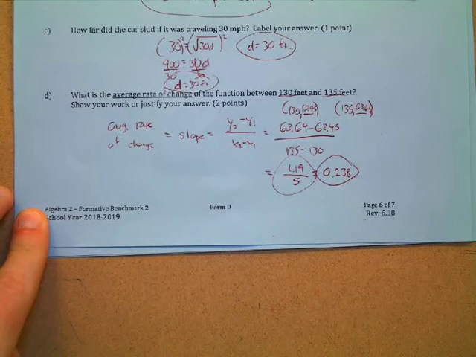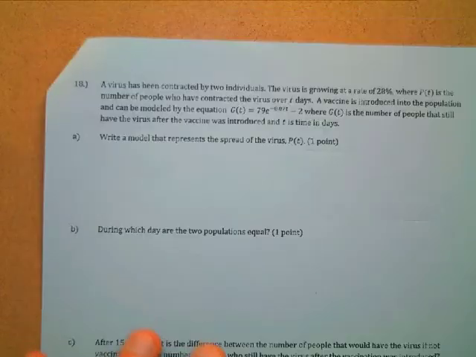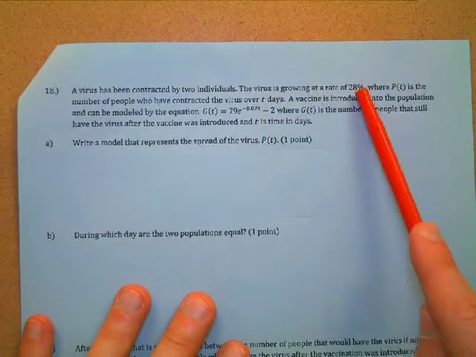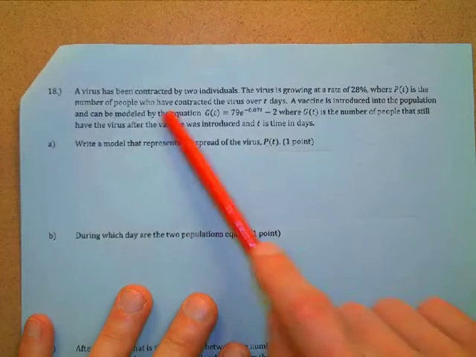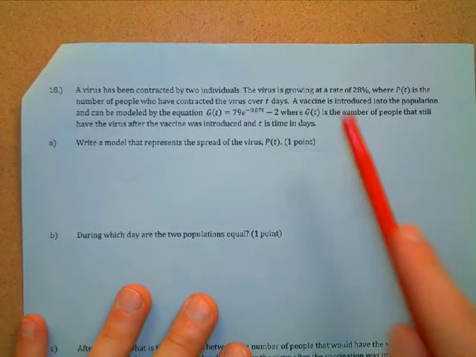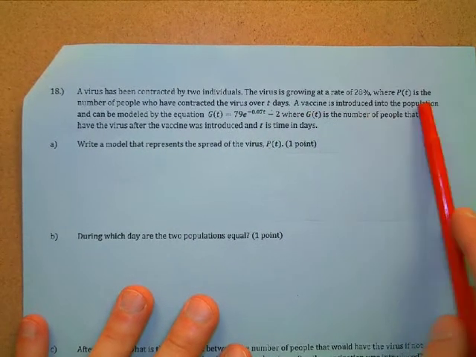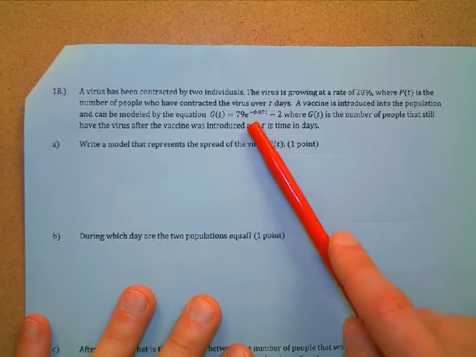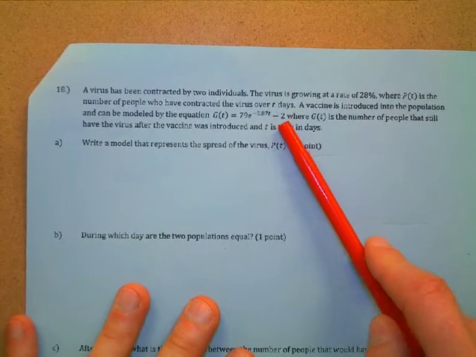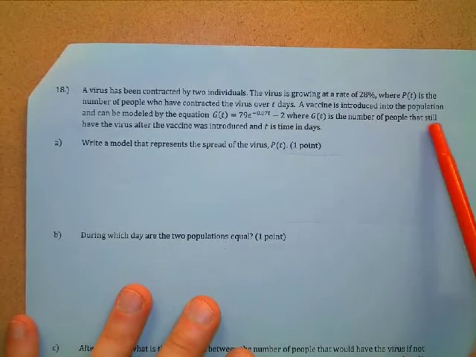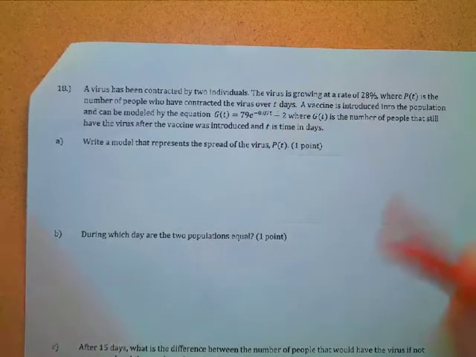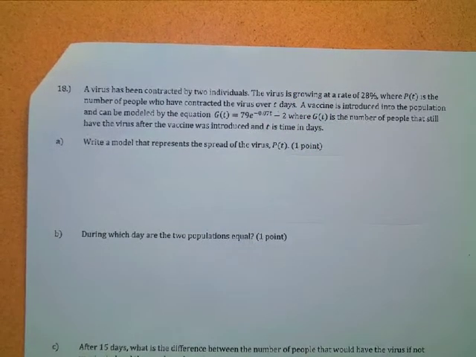All right. Last one here. A virus, like I said, contracted by two individuals. The virus is growing at a rate of 28%, where P of T is the number of people who have contracted the virus over T days. A vaccine is introduced into the population and can be modeled by the equation G of T equals 79 e to the negative 0.07 T minus 2, where G of T is the number of people that still have the virus after the vaccine was introduced, and T is time in days. So this one's a little bit different, but let's just see here.